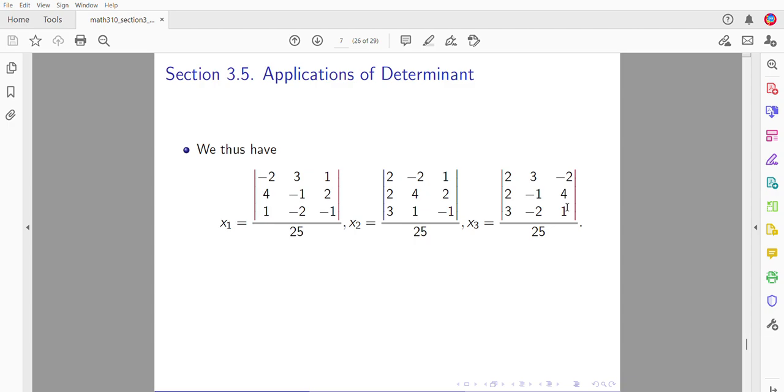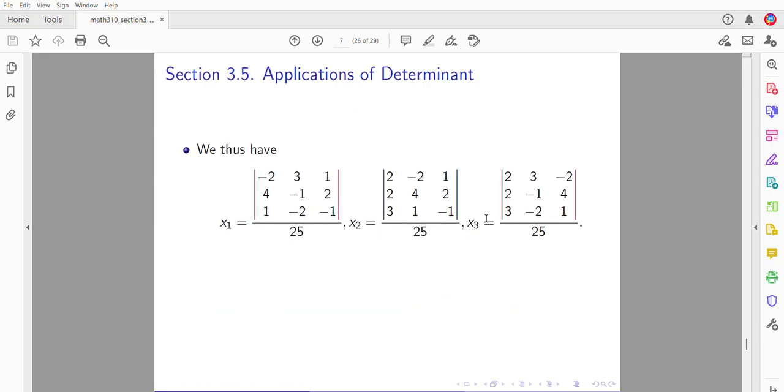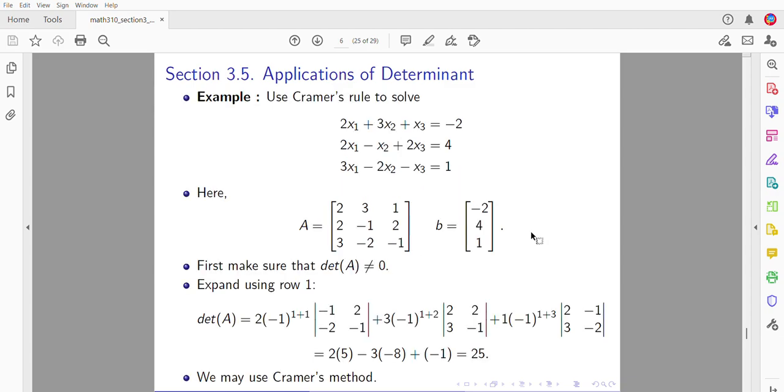All right. So A remains the same. You see, A1 replaces the first column by B. A2 replaces the second column by B. A3 replaces the third column by B. All right. Find the determinant of each of these matrices sitting on top. Denominator is the determinant of A.